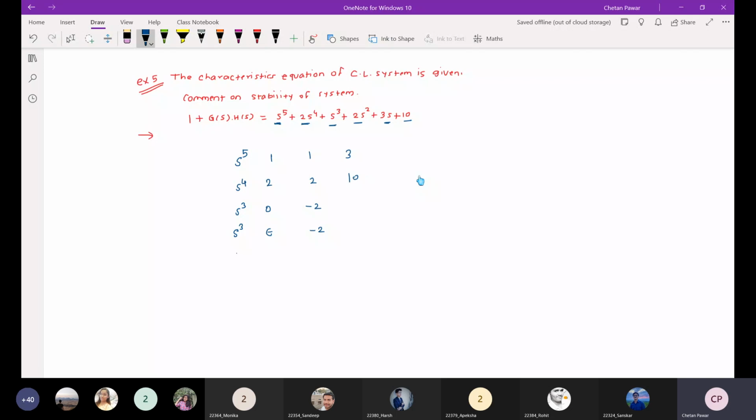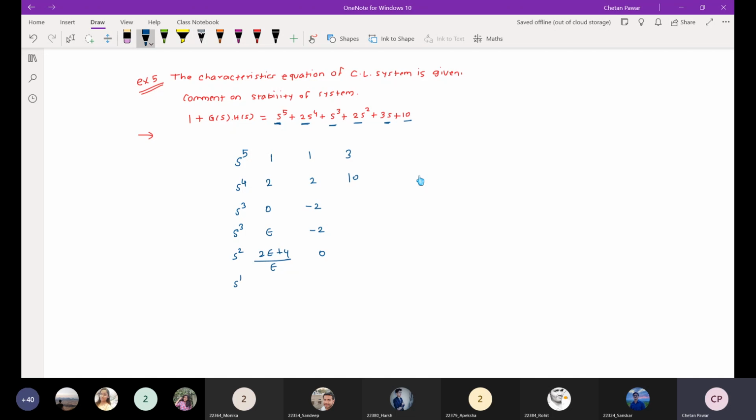Now I need to find out the elements of the s square row. So I have taken s square. Now 2 into epsilon minus 4, so that will be 2 epsilon plus 4 divided by epsilon. And this term will be 0 only, because here there is no element, right? If there is no element, that element will be considered as 0. So even if you multiply epsilon into 0, that will be 0.